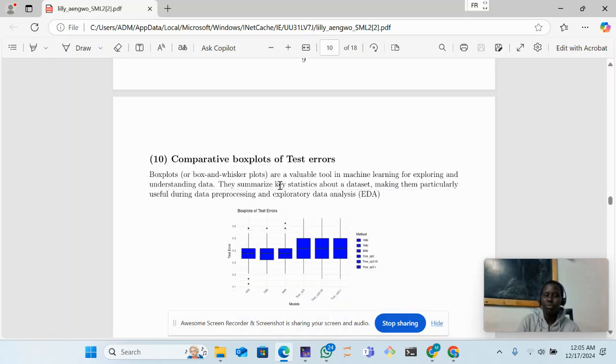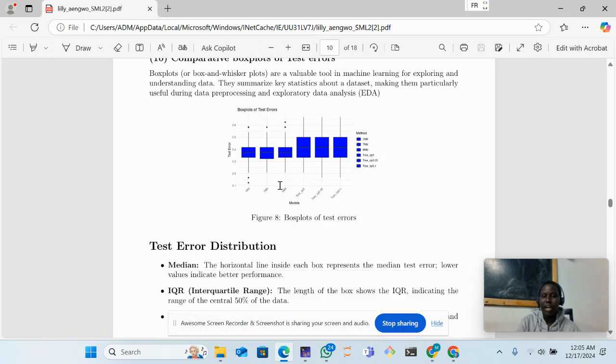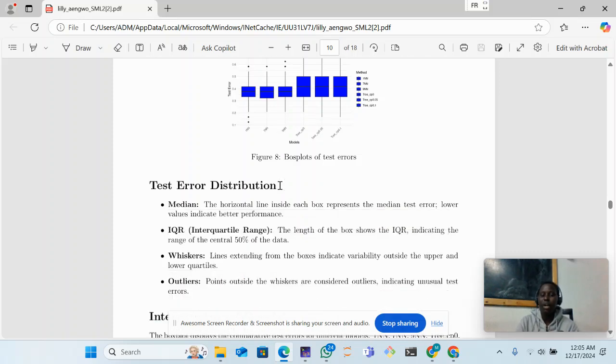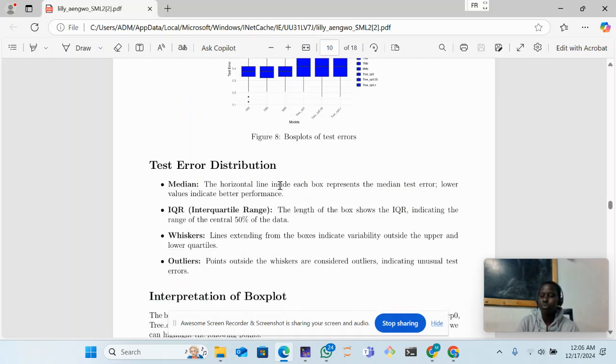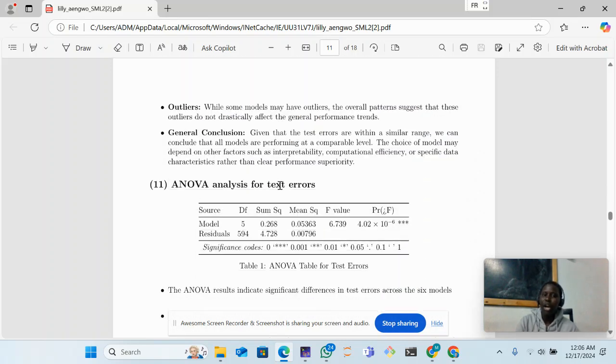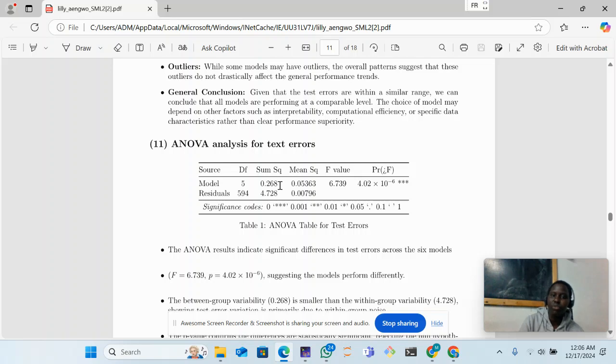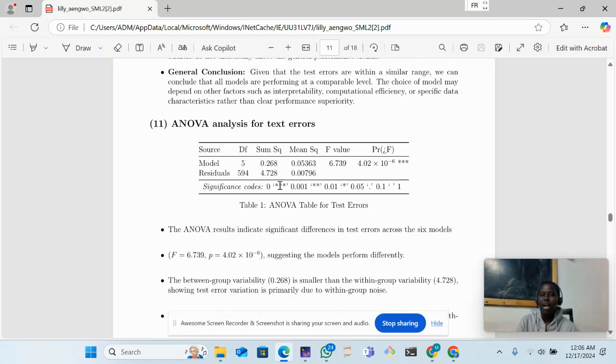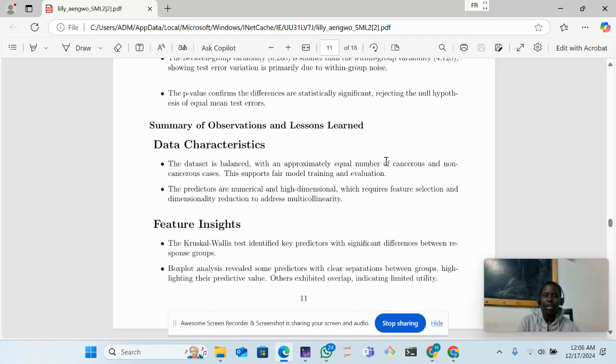I also used a comparative box plot for the test errors, and we see that they all appear to be in the same range. That means we didn't identify the best model. I also did an analysis of variance for the test errors, and there was a significant relationship between the test errors since the p-value was less than 0.05.